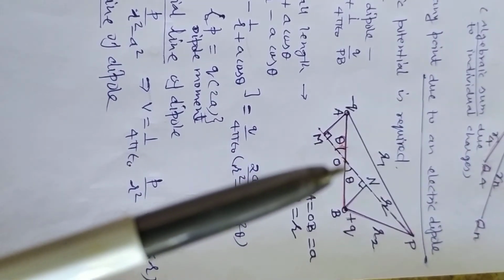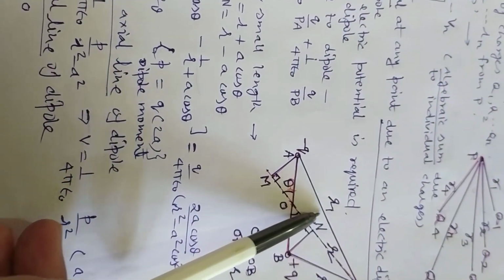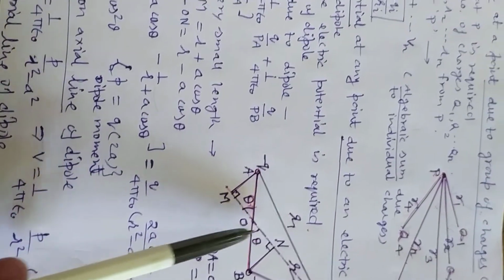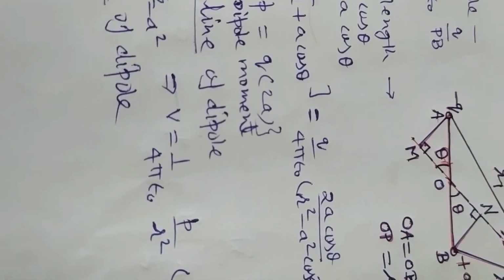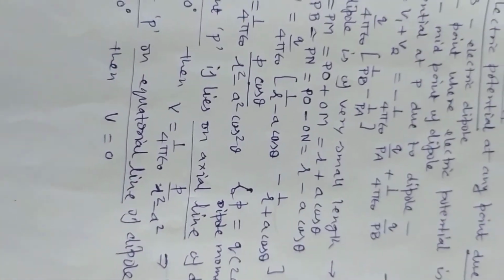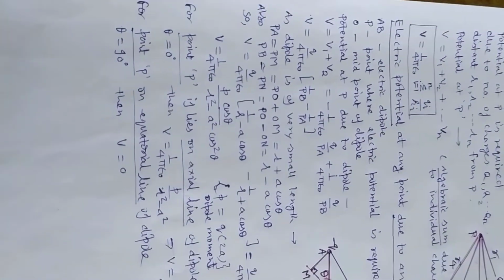And for point P on the equatorial line, meaning here it is, the line that divides the dipole into two equal parts, right? Theta will be how much? 90 degrees. And what about cos 90? Cos 90 is 0, right? So V will become equal to 0. So on this equatorial line, each point will have the same potential, and that same potential is equal to 0, right?